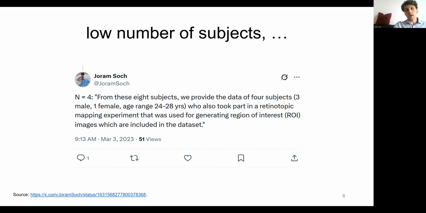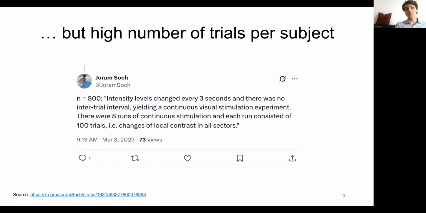The dataset is characterized by a very low number of subjects, because it consists of only 4 people who also took part in a retinotopic mapping experiment that generated region of interest maps for the visual areas V1 up to V4, and these maps are also included in the dataset. However, the dataset has a very high number of trials per subject. As I already said, the intensity levels changed every 3 seconds for 100 times during one fMRI run, and there were 8 runs per subject, meaning that there are 800 trials of continuous visual stimulation in this dataset per subject.